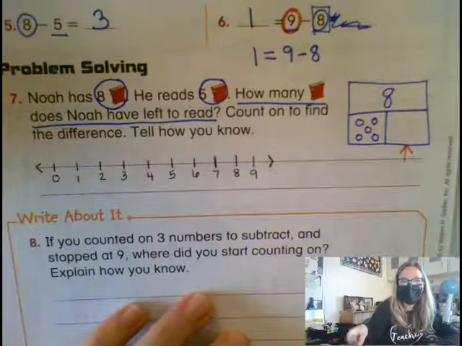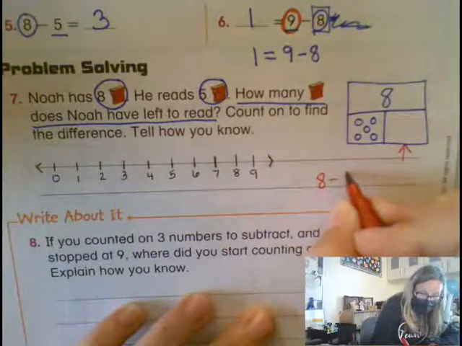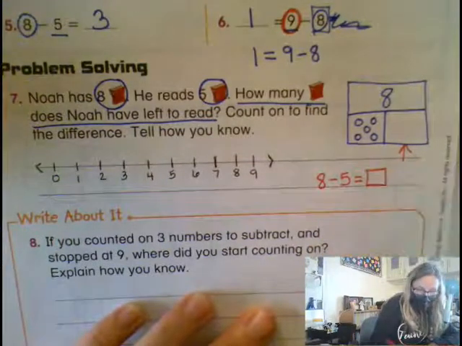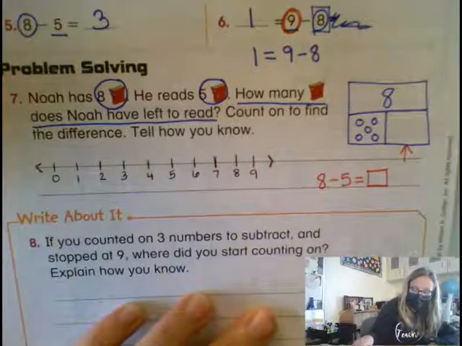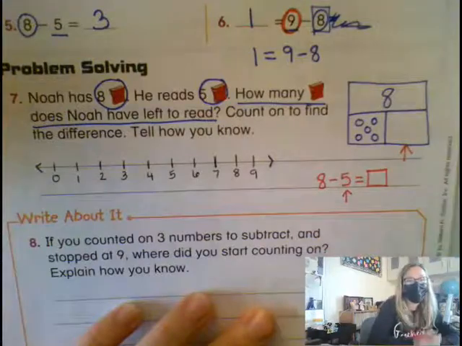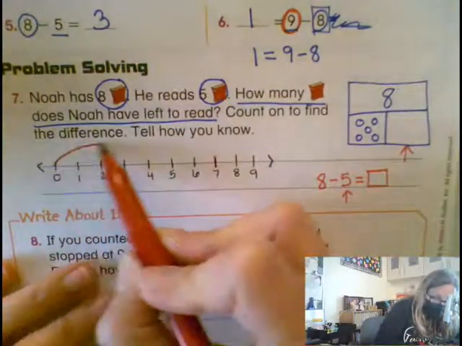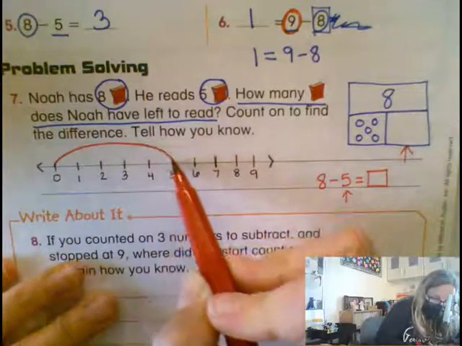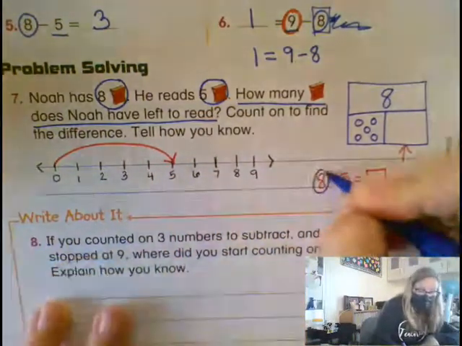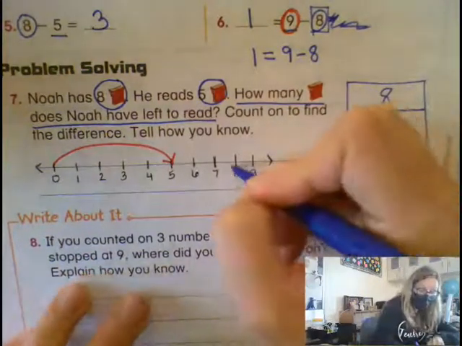Now, we're looking to figure out 8 take away the 5 he read equals what number? So, we're going to do our first jump to our first part. From 0, I'm going to jump all the way to 5. Here I go. Whee! Boom. Now, my whole is 8. So I need to stop my jumping when I get to 8.